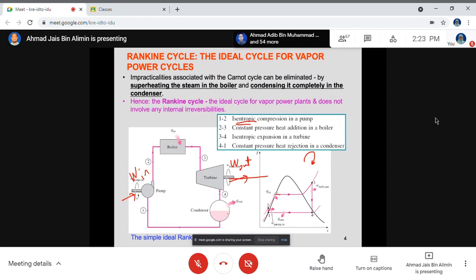So bila bertukar fasa, sini adalah totally liquid, ini adalah vapor, so mesti ada campuran cecair dan wap kat sini. And then bila tenaga dibekalkan lagi, then you can get the superheated conditions. And then you pass it through the turbine di bawah. Lakaran yang nombor 4 ni mesti di bawah dome. So this is the ideal Rankine cycle.